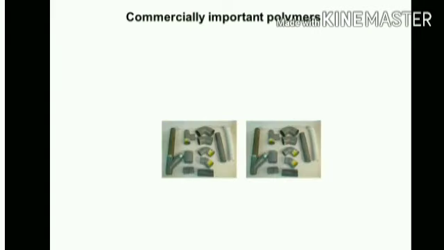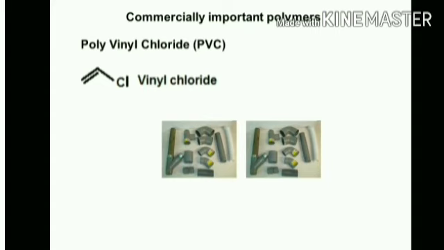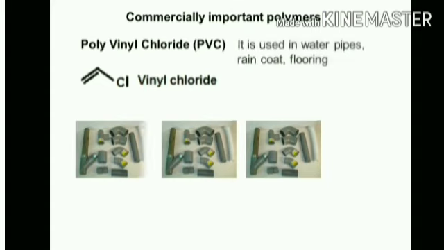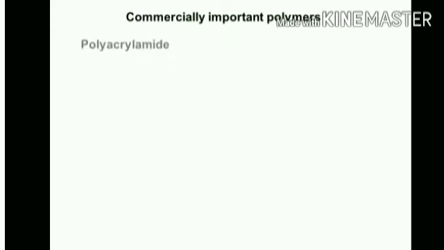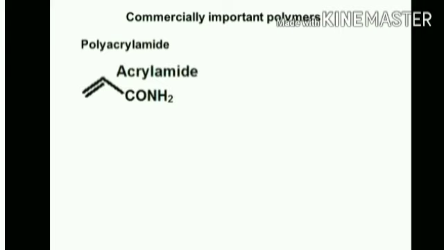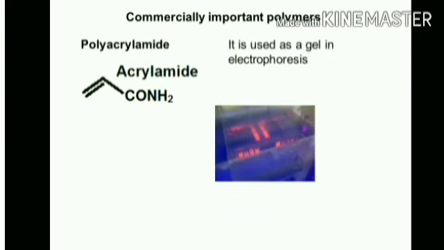Next, polyvinyl chloride. It contains the monomer vinyl chloride. It is used in water pipes, raincoats, flooring. Next, polyacrylamide. It contains the monomer acrylamide. It is used as a gel in electrophoresis.